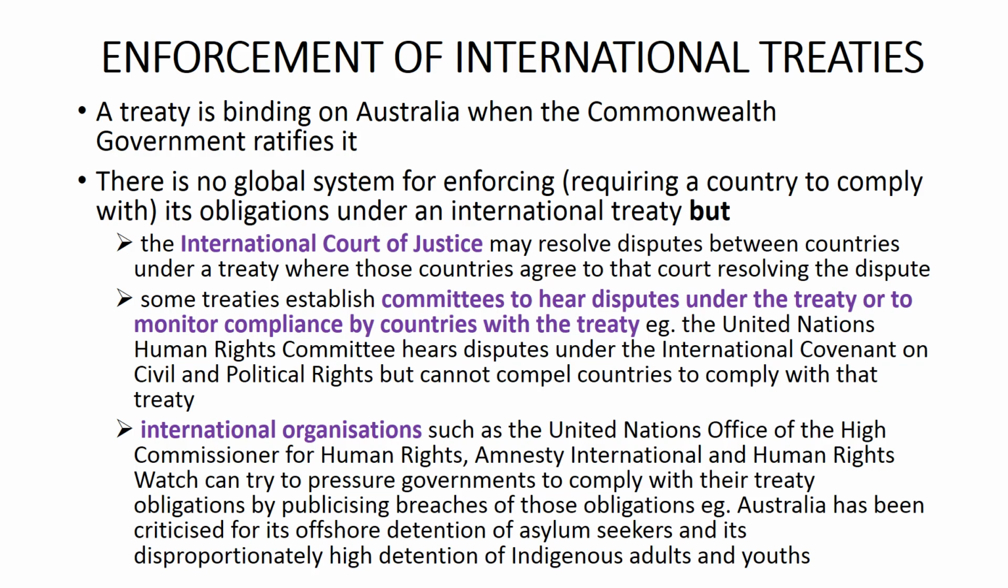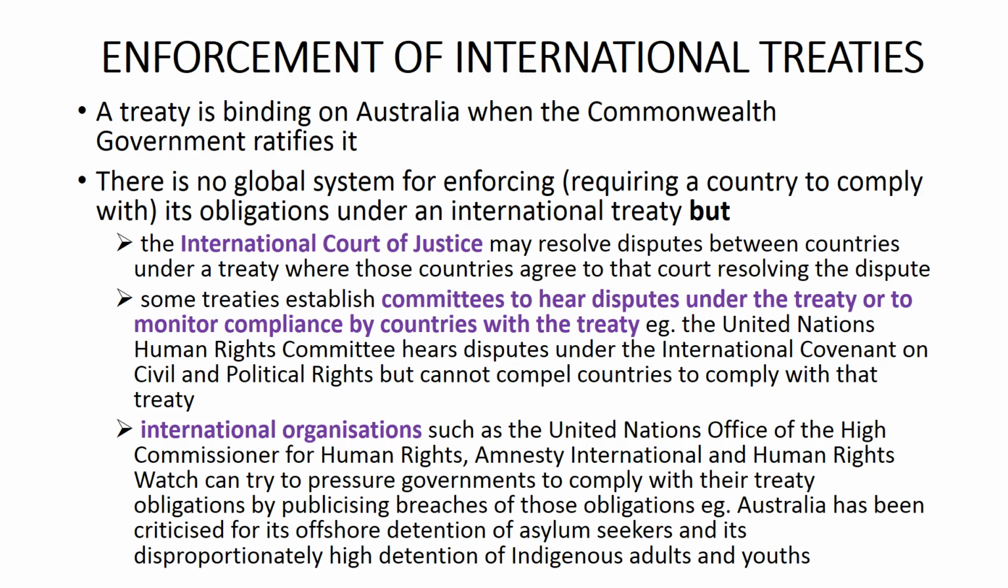The third mechanism is that there are a number of international organisations that seek to pressure governments to comply with their treaty obligations. Examples of these international organisations include the United Nations Office of the High Commissioner for Human Rights, and also non-government organisations such as Amnesty International and Human Rights Watch. These bodies monitor compliance by countries with their obligations under treaties, particularly human rights obligations, and they will publicise reports where they believe that countries are not living up to those obligations.